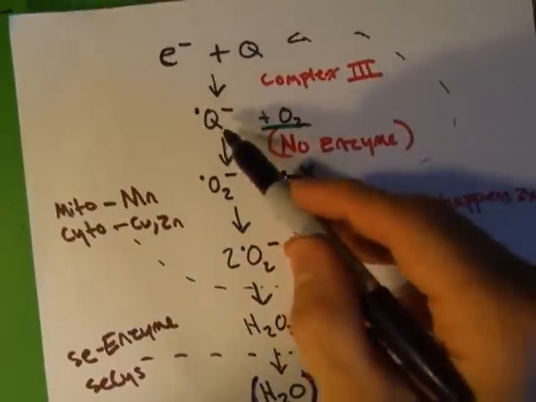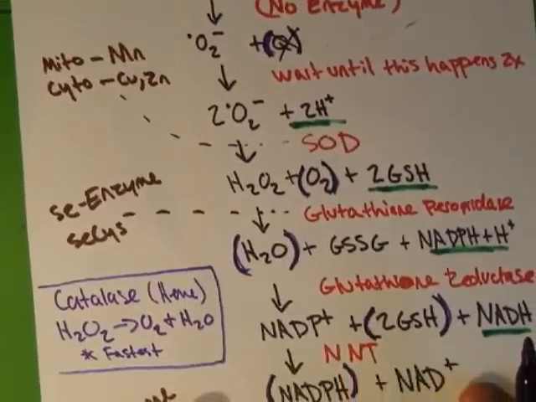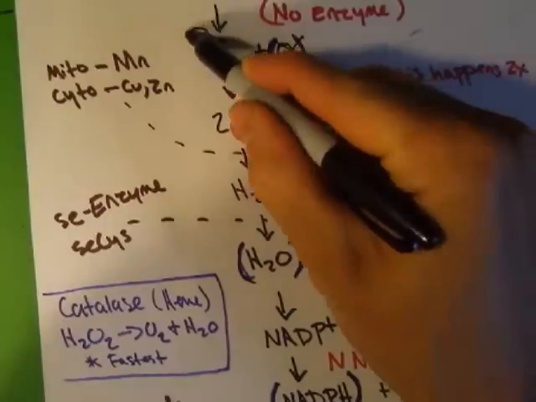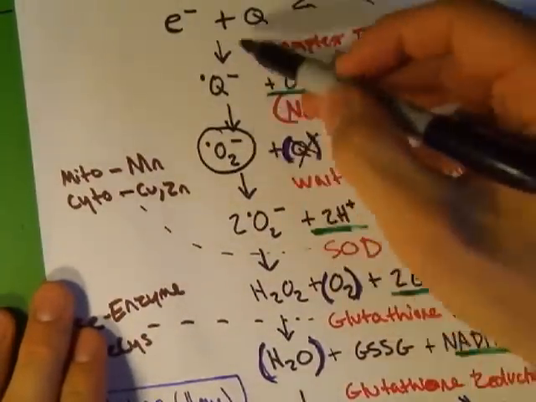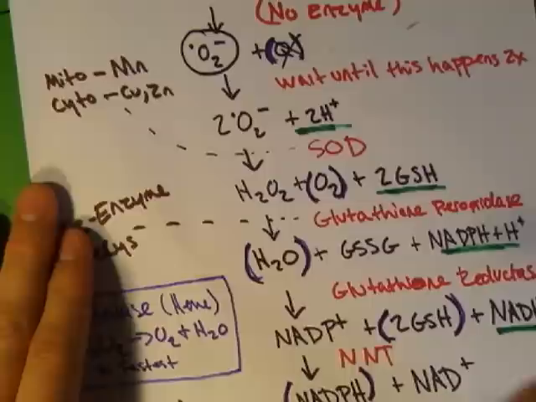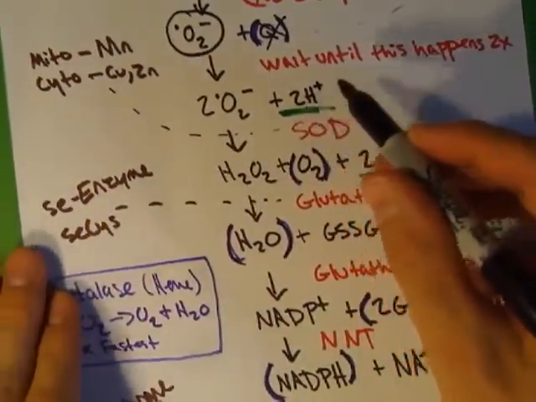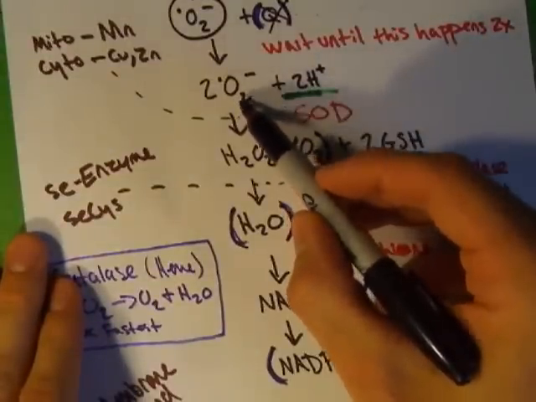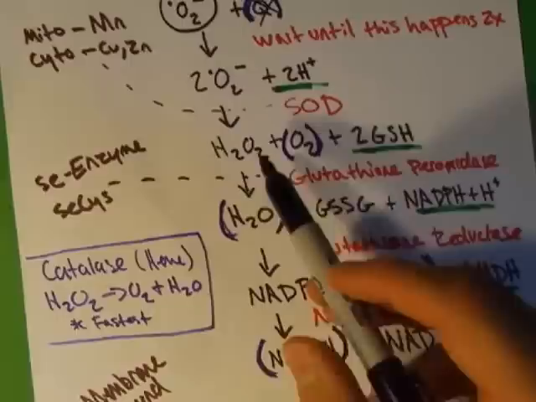No enzyme is required for that reaction. So we're going to wait until that happens twice. So we have 2 of these oxygen molecules. So this will happen 2 times, and here's where we're at: two oxygen molecules with the free radical attached. Entering in two protons. So those two protons, two H's plus these two O's, we're going to do H2O2, or hydrogen peroxide.